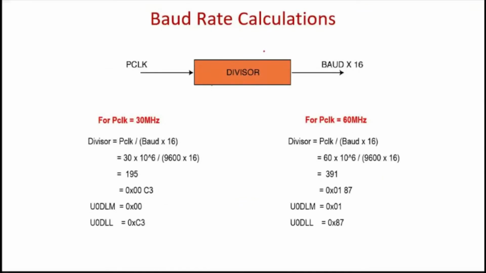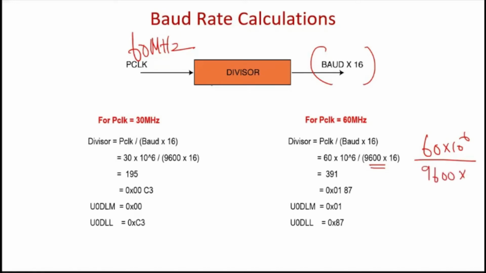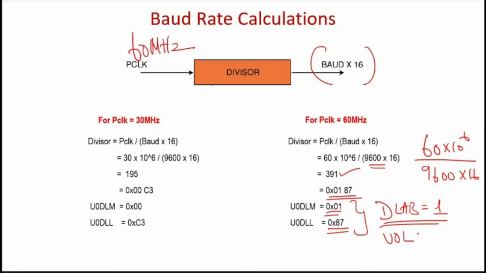So this is a sample baud rate calculation. So the peripheral clock is 60 megahertz. You need to generate baud rate times 16. For 9600 baud rate, it is 60 megahertz divided by 9600 into 16, which is 391, in hexadecimal 0187. So DLL is 87, DLM is 01. In order to write these two values, you should put DLAB equal to 1. This is available in UART0 line control register.